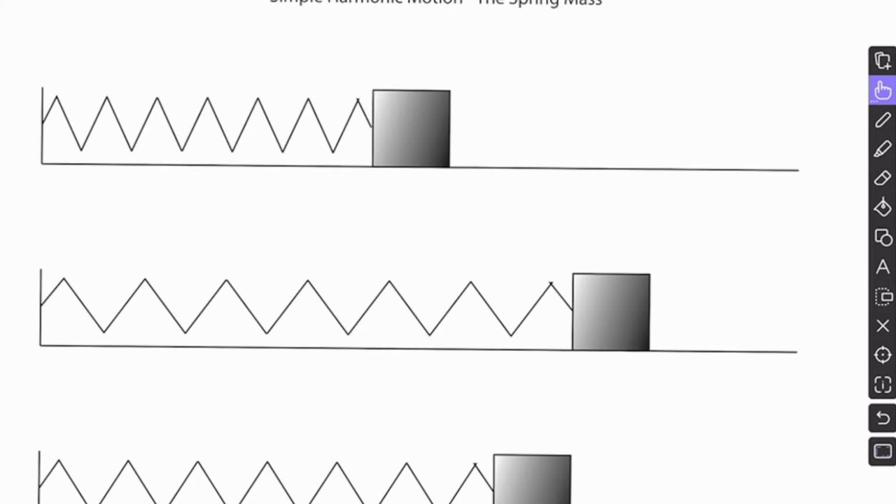There are damped harmonic oscillators where they're losing energy all the time. And then there's driven harmonic oscillators that receive energy from the outside to make sure they continue to operate. So we have ideal, we have damped, and we have driven. You're familiar with all of them.